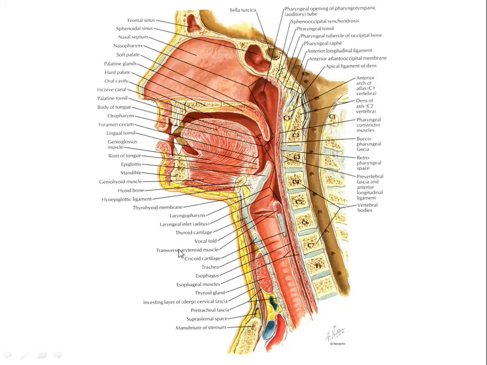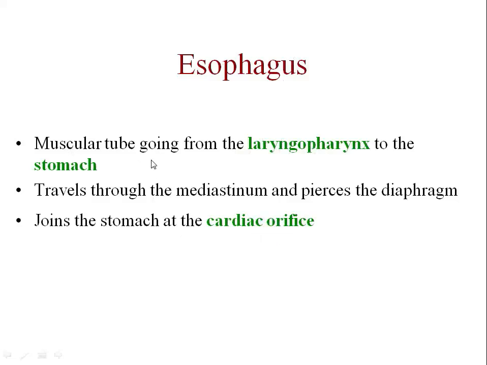Now here at a glance you can see the oral cavity and the start of the esophagus. That opening of the esophagus is guarded by the epiglottis and the root of the tongue, so we can control the air passage, and it opens and controls the windpipe. So the esophagus is a muscular tube going from the laryngopharynx to the stomach. Its starting point is the laryngopharynx and it ends at the stomach.